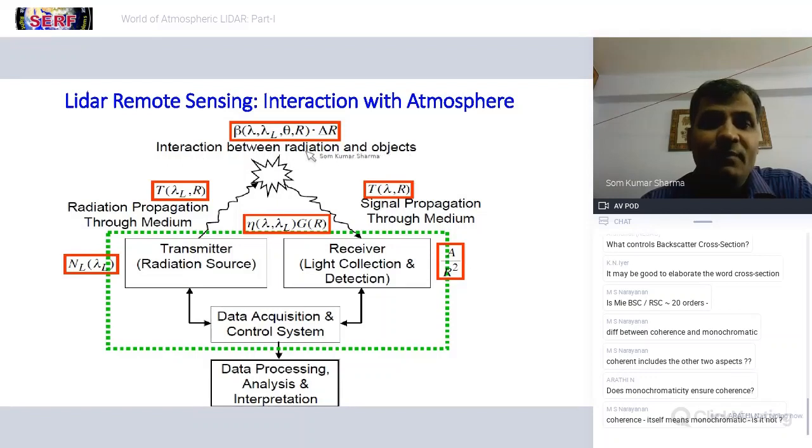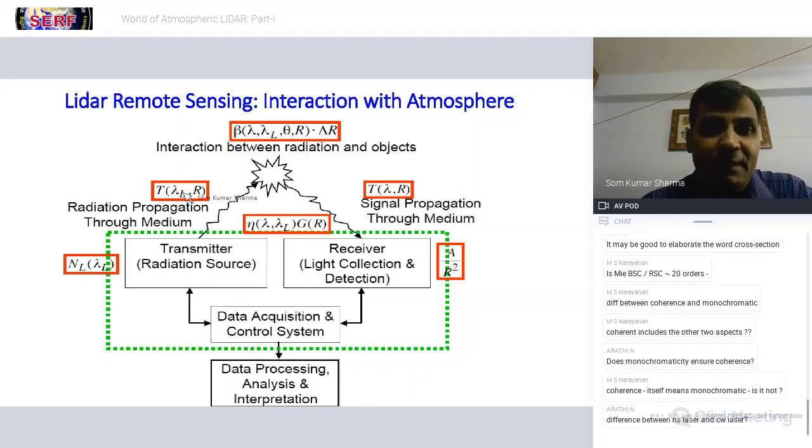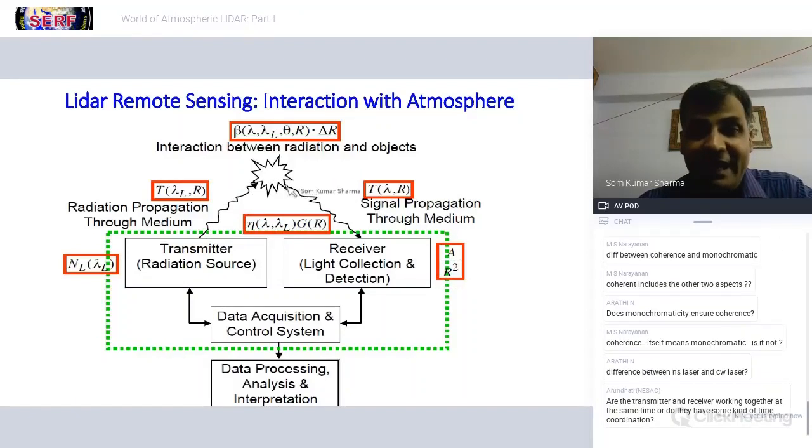The interaction between radiation and object. This is related with what? Beta, scattering cross section, and other properties of the material which is available in the atmosphere. Then you see the radiation propagation through the medium. This is the transmitter. The transmitter is transmitting, and when it is being transmitted, there is basically a transmittance. It depends upon wavelength and range. Then on the other side you are receiving, again the signal propagating through the medium. So this is, you can say, LIDAR. LIDAR is transmitting, interaction taking place, the backscatter signal is coming back, and it is received.